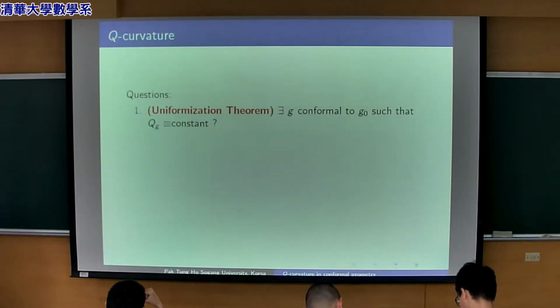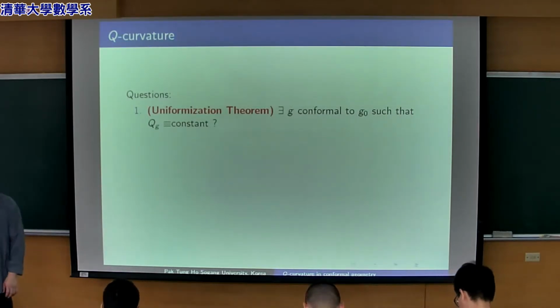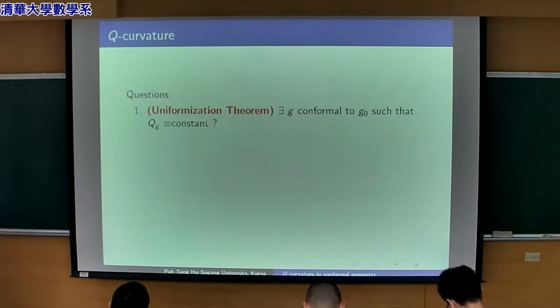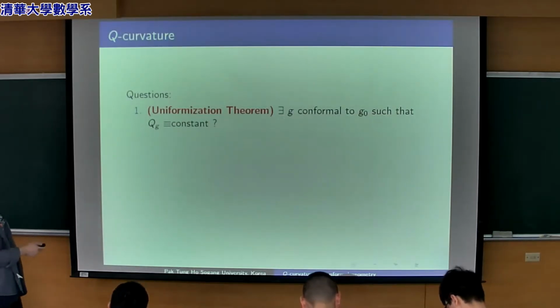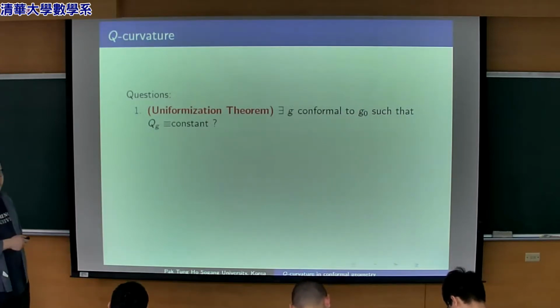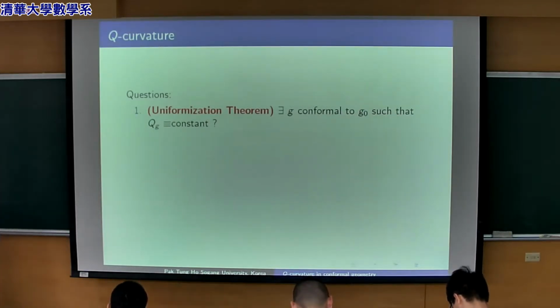Okay, so if you are following until now, we would like to ask two questions. The first is the uniformization theorem. You just mimic the uniformization theorem in the two-dimensional case: I want to find a conformal metric such that the Q curvature is constant, which is like the two-dimensional surface case.